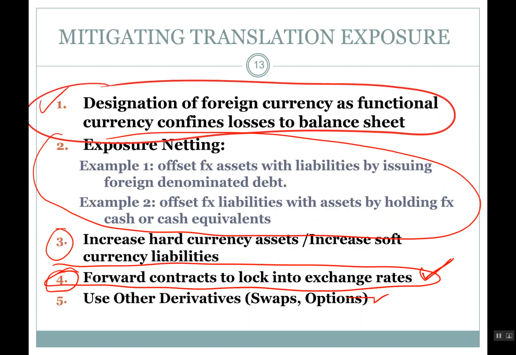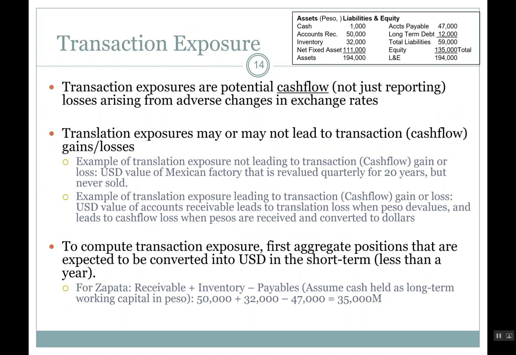All right. So this is translation exposure. The number one thing to do, designate the foreign currency as the functional, all your problems go away. As far as translation, not transaction. All right, let's talk about transaction exposure. Transaction exposure are real gains or losses, right? When the receivables and payables and inventories turn into foreign currencies and you trade those back into dollars, you have real gains or losses.